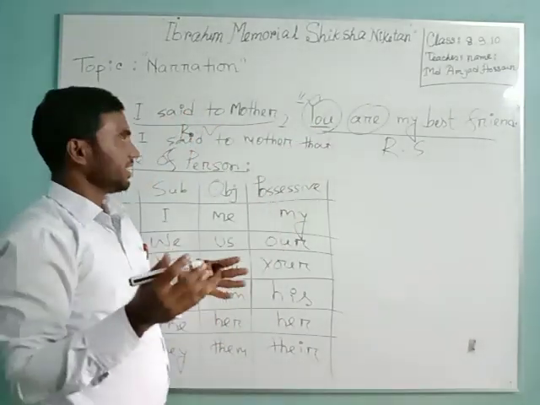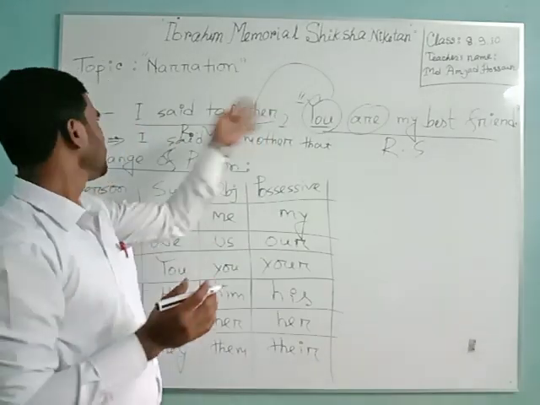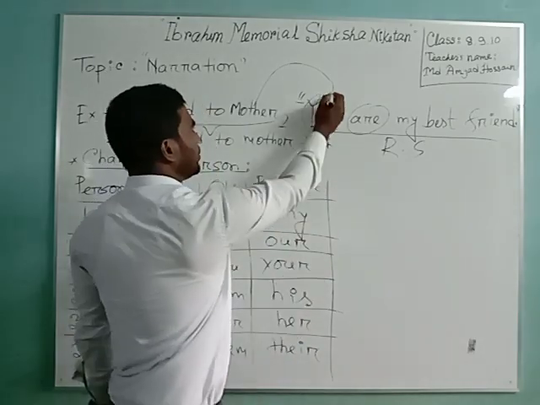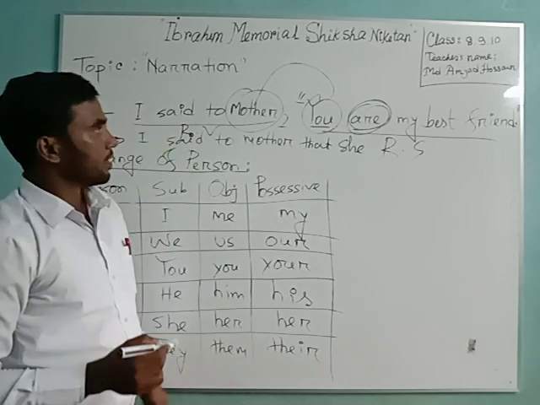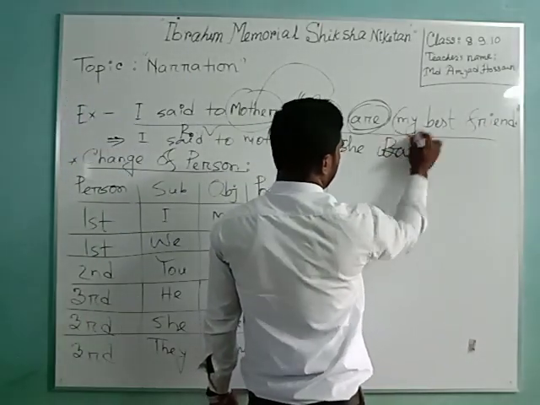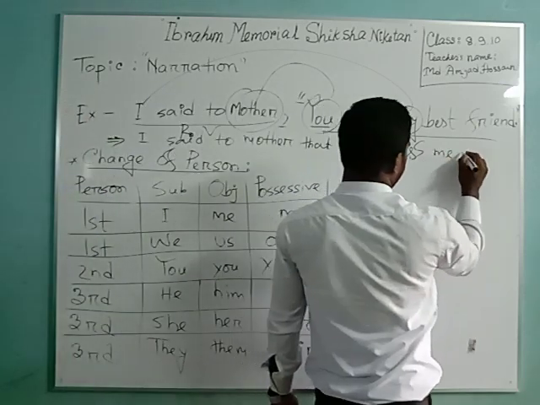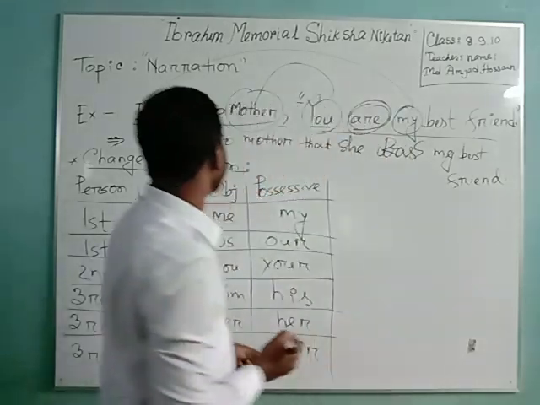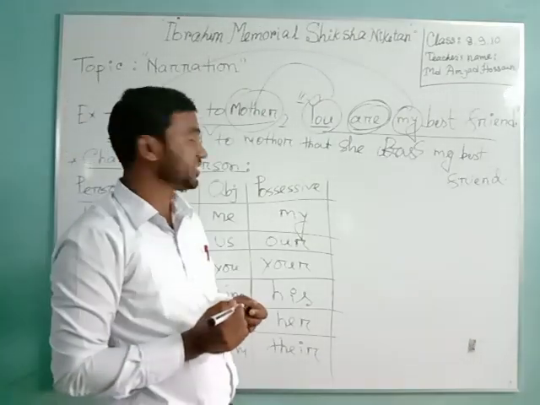Here, you is a second person, so we have to follow the object, and for the first person we have to follow the subject. Third person has no change. You is second person, so we will follow the object, mother, she. Then we have to change the verb. Are becomes was. She was. My is a first person, so we will follow the subject. Best friend. I said to mother that she was my best friend. It is called indirect narration.